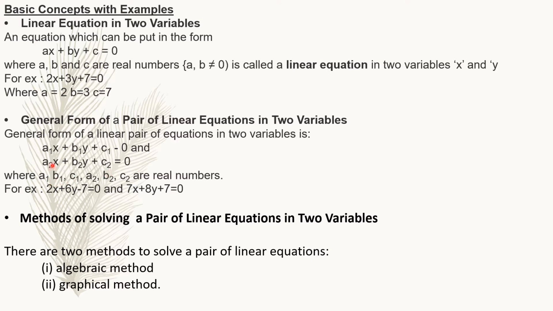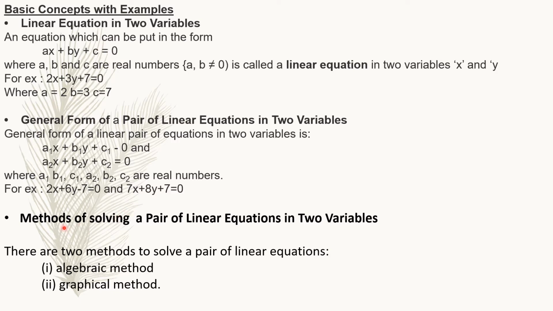Here a1 is the coefficient of x, b1 is the coefficient of y, and c1 is the constant term in the first equation, and a2 is the coefficient of x, b2 is the coefficient of y, and c2 is the constant term in equation number 2. Now here an example is given: 2x plus 6y minus 7 equals 0 and 7x plus 8y plus 7 equals 0 represents a pair of linear equations in two variables.